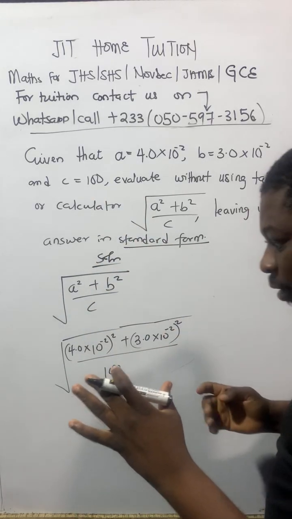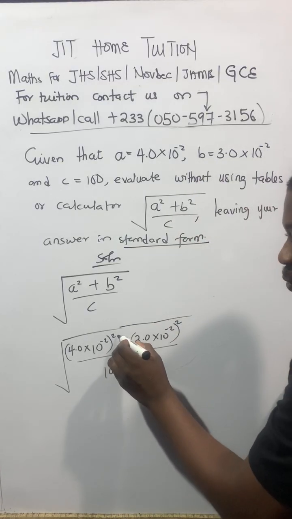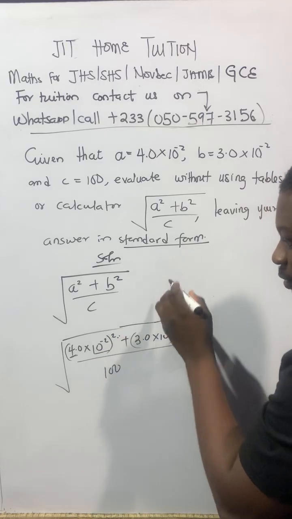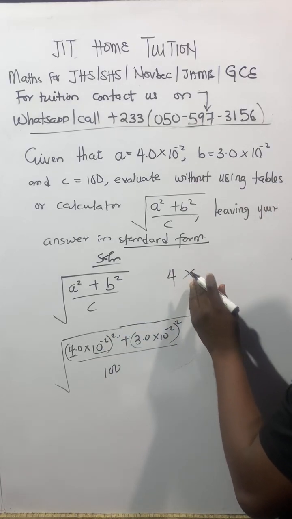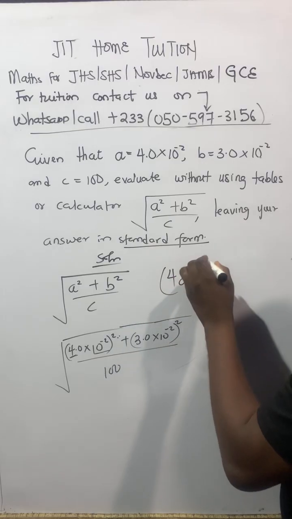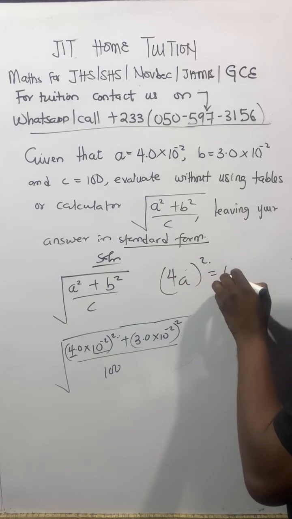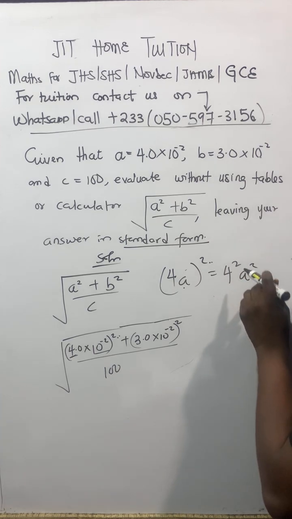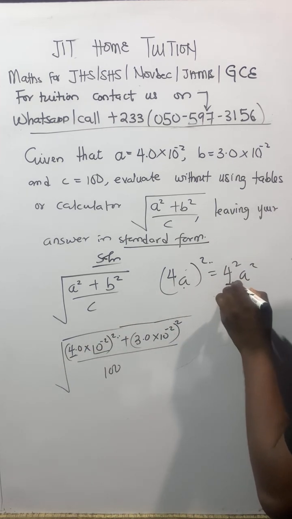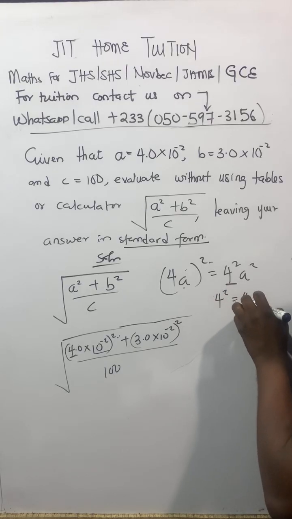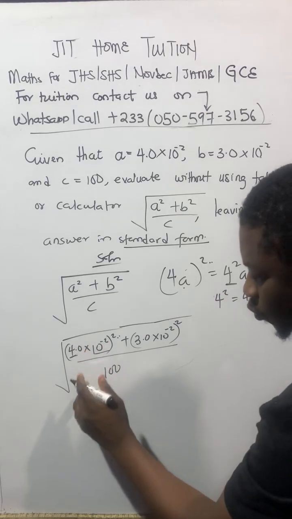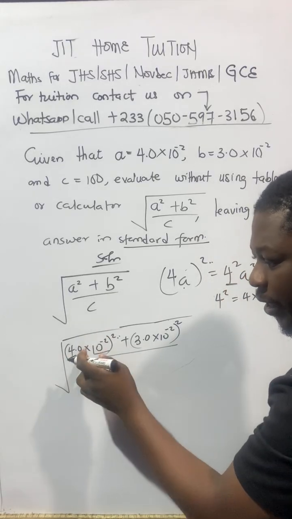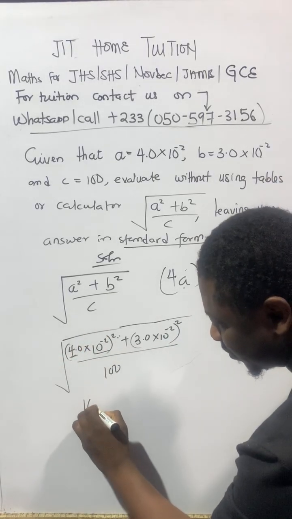Now, what it means is that this square will affect what you have here, and it will also affect this one. So when you have, let's say, 4a all squared, the square will affect the 4, giving you 4 squared, and it will also affect the a, giving you a squared. So this 4 squared will become 4 times 4, which is 16. So you have 16.